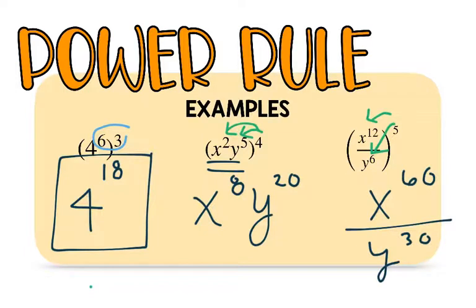Okay, so here's my answer: x to the 60th power over y to the 30th power. I got that from multiplying the exponent of 5 by the exponent in the top, which was 12, and in the bottom, which was 6.